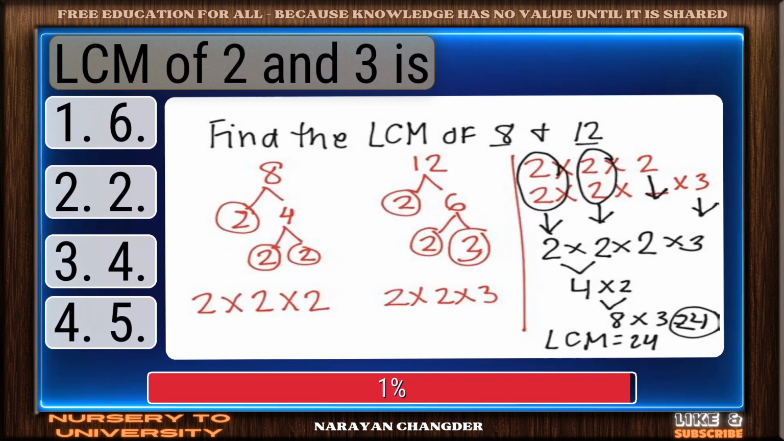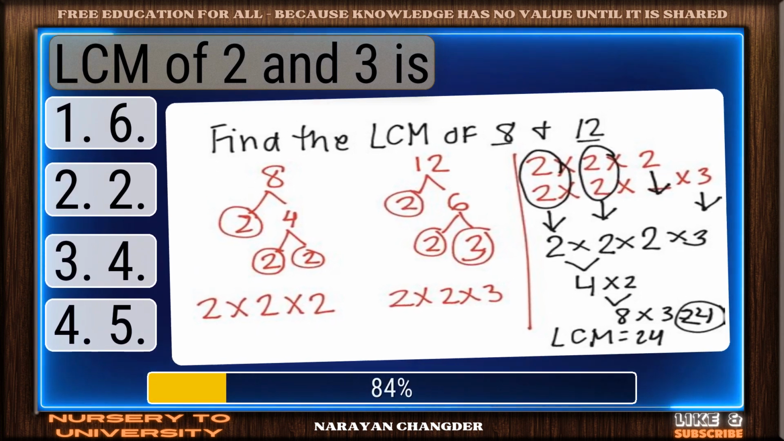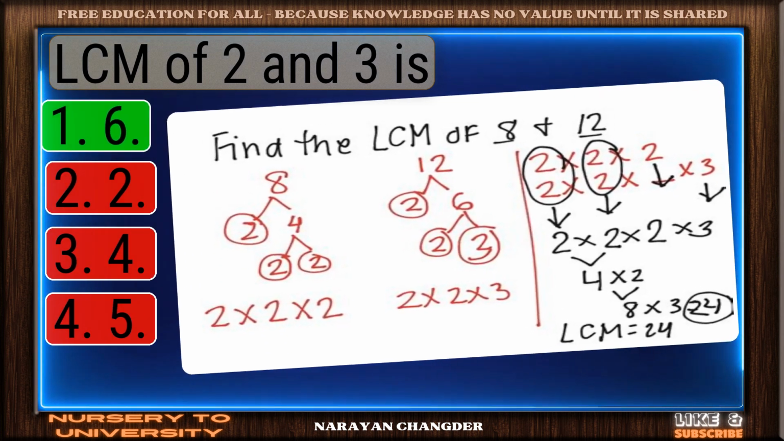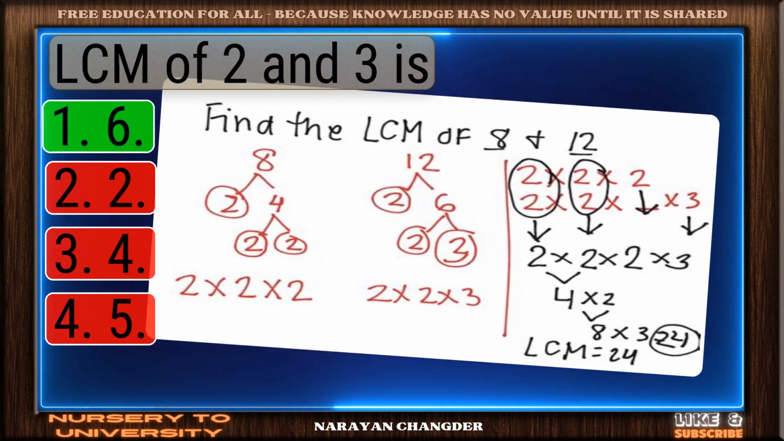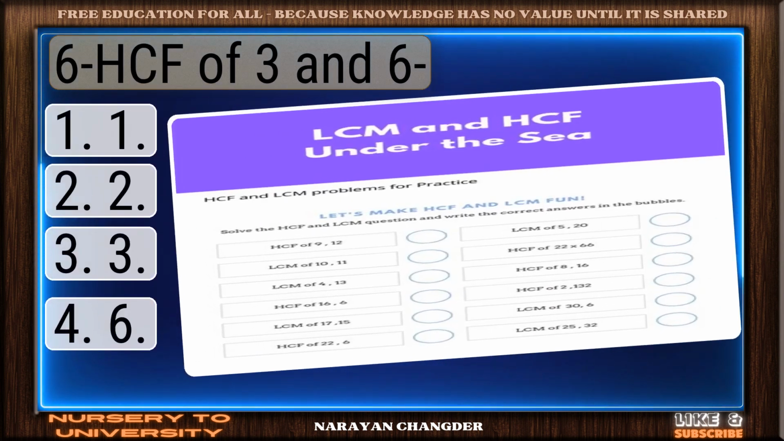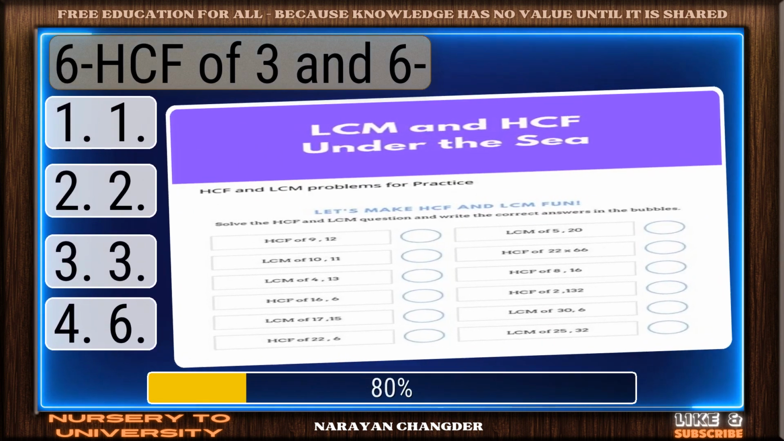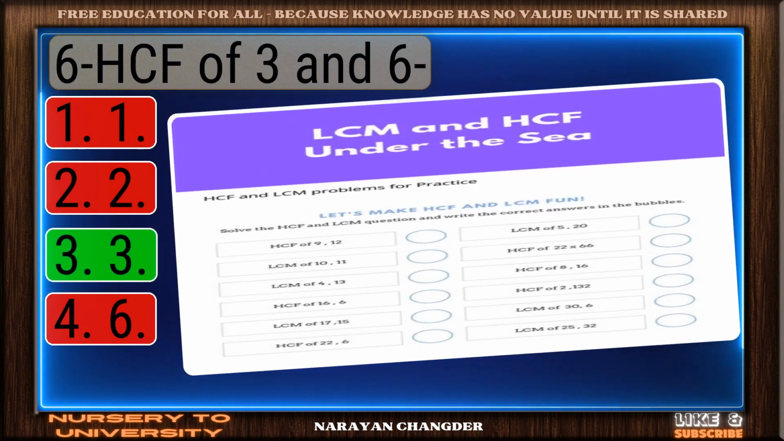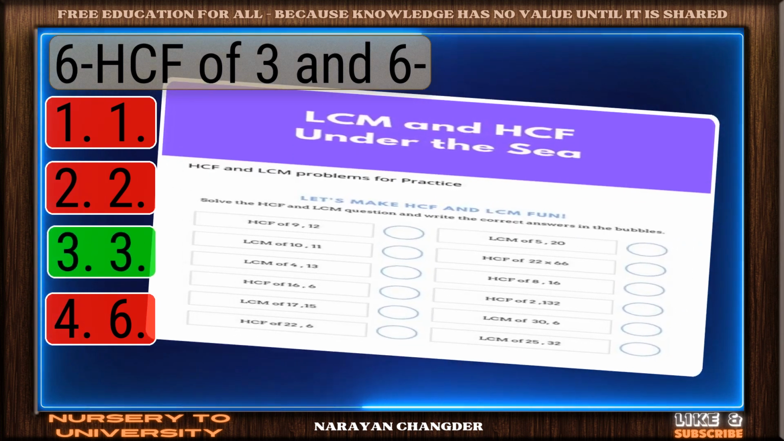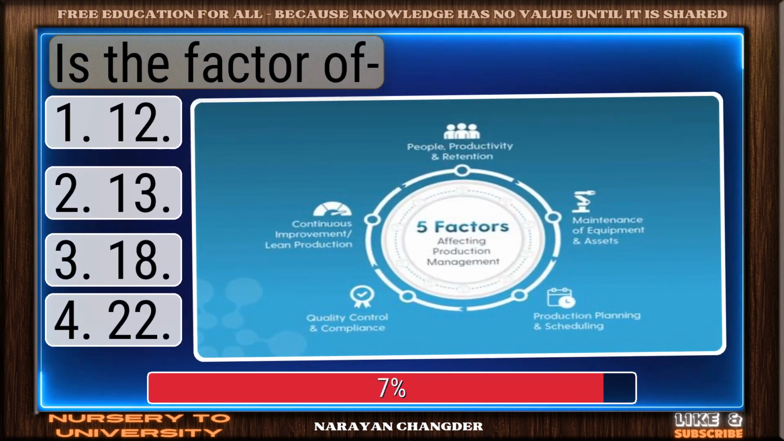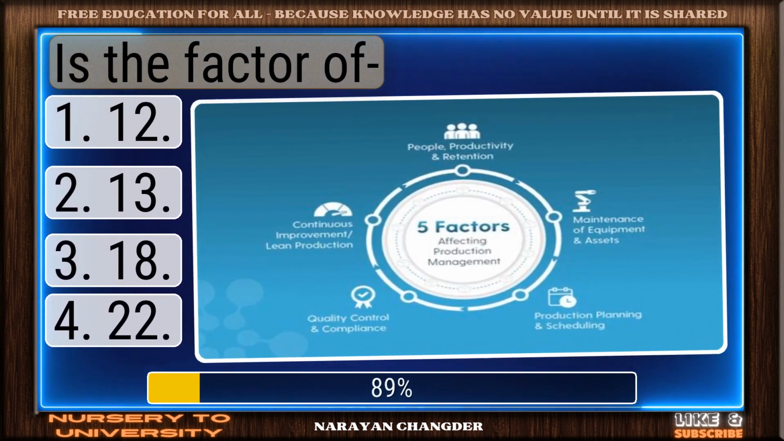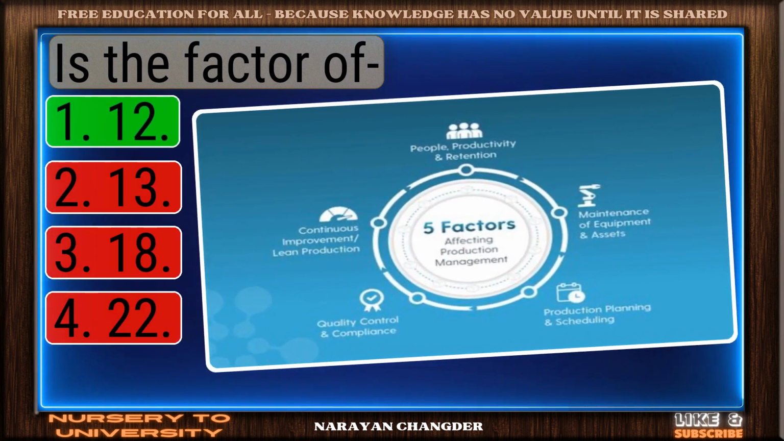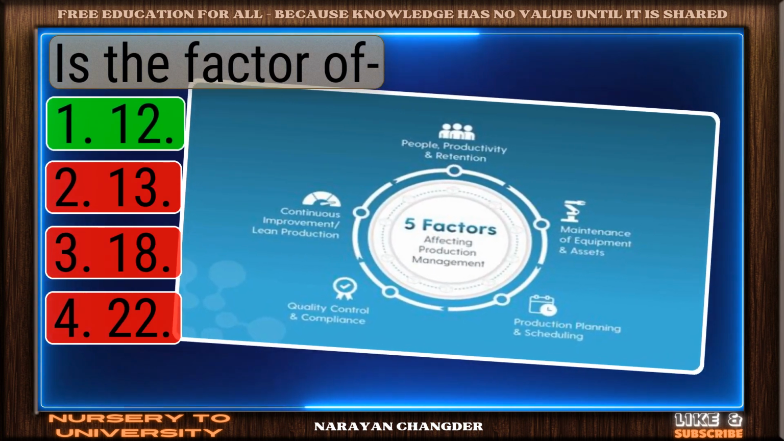Sum of 2 and 3 is? Nice work. You chose 5 and it is correct. 6 is half of 12 and? Excellent choice. 3 is the right answer. Is the factor of? Great thinking. 12 is the right choice.